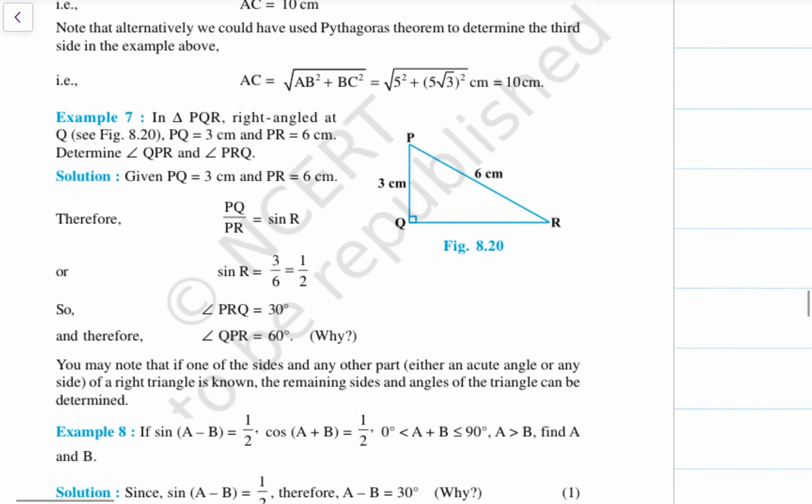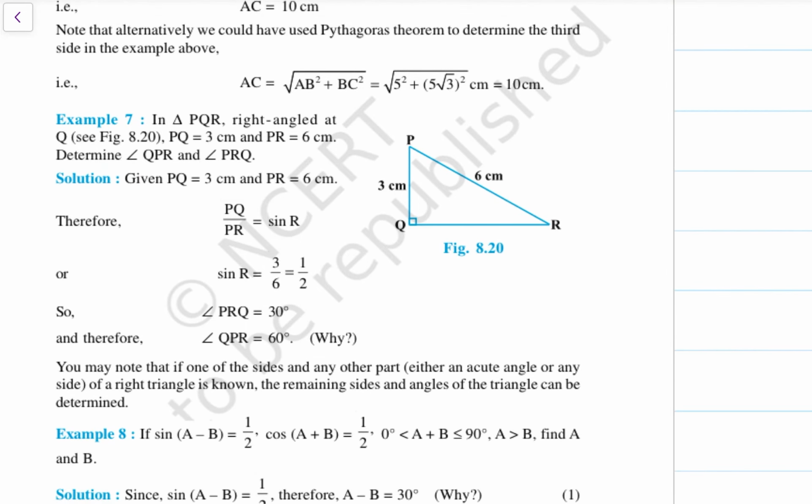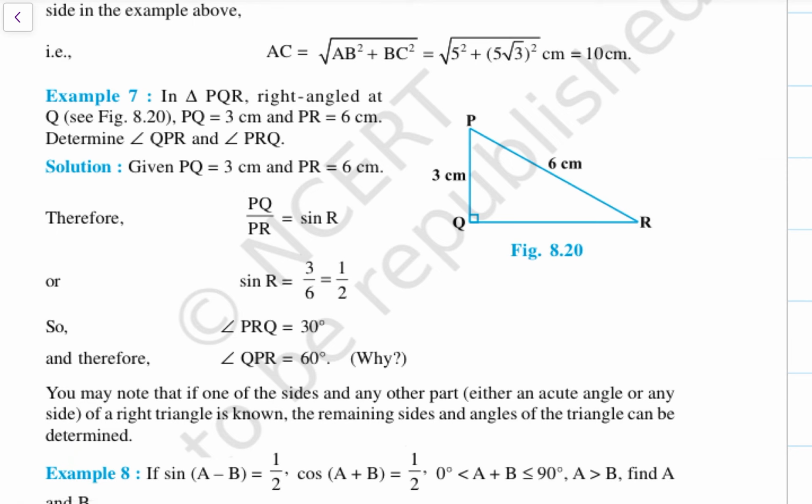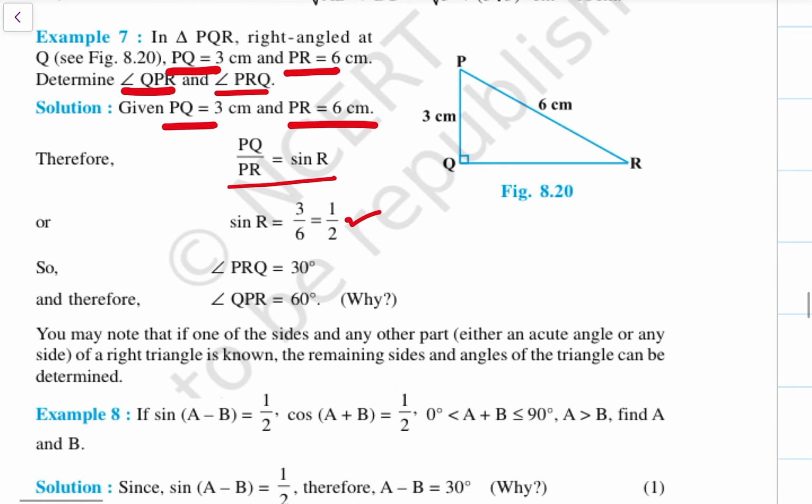Let us see one more example. In triangle PQR, right angled at Q, PQ is 3, PR is 6, and we have to determine angle QPR and angle PRQ. Now given PQ is 3 and PR is 6, which are the opposite side and hypotenuse. So PQ upon PR is sine R. Now sine R is 3 by 6, that is 1 by 2. Which value of theta gives sine 1 by 2? For 30 degrees.